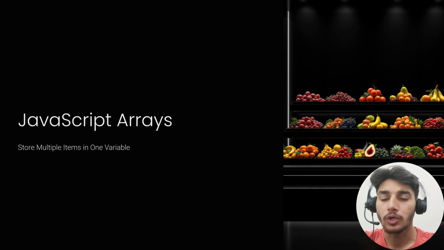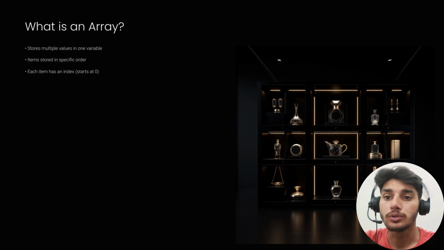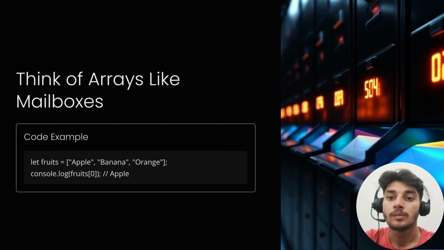Welcome. In this short video, we shall dive into JavaScript arrays, a way to store multiple items using a single variable. Arrays allow you to store several values inside one container. Each value is placed in a specified order and is accessed using a number called an index. And that index always starts from 0, not 1.